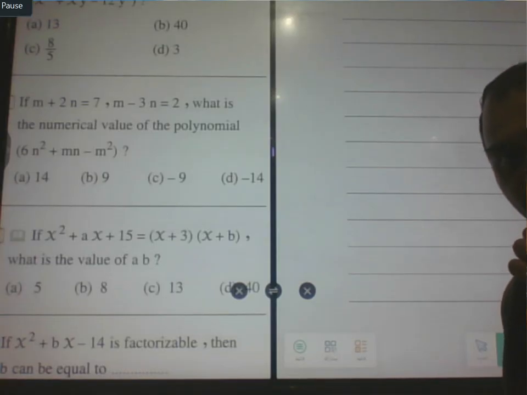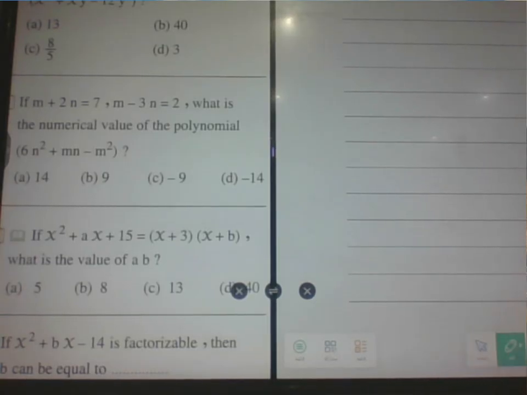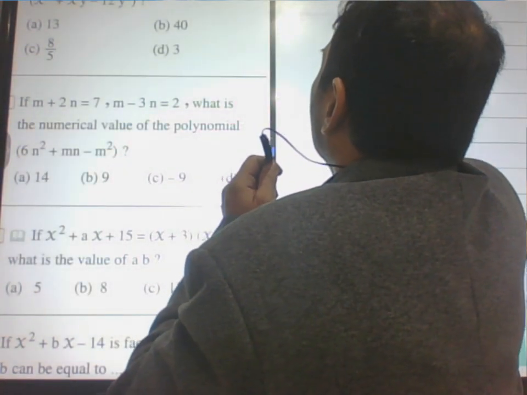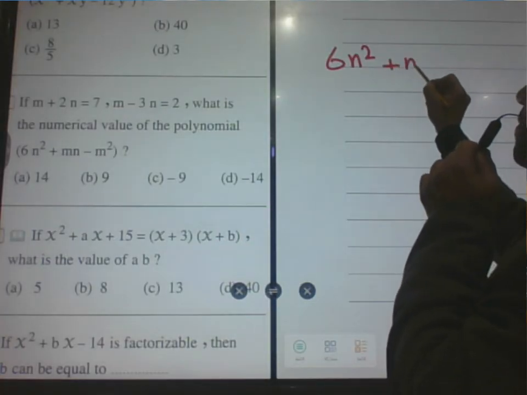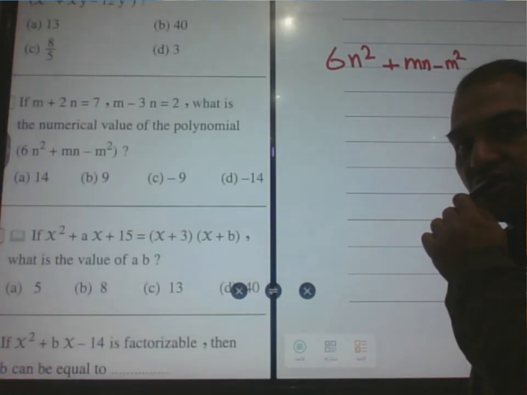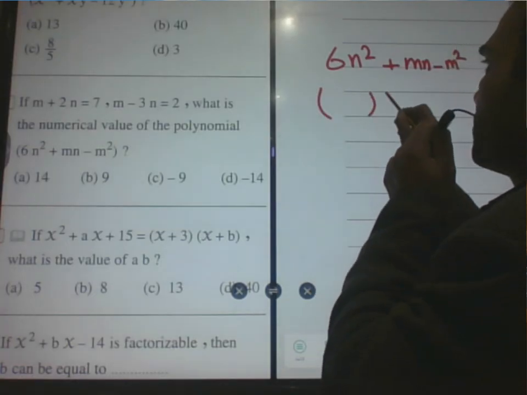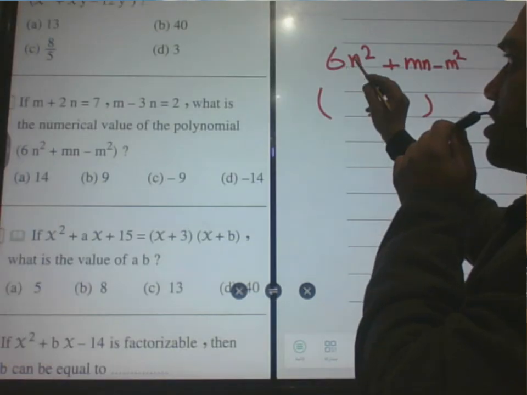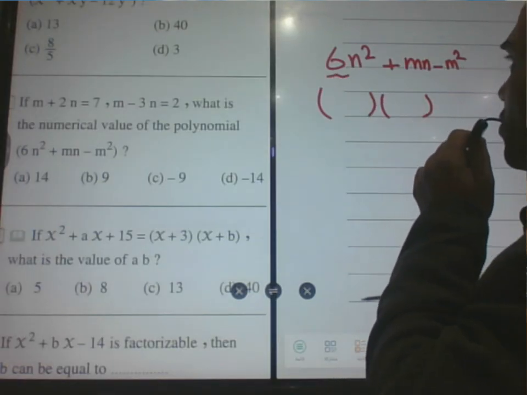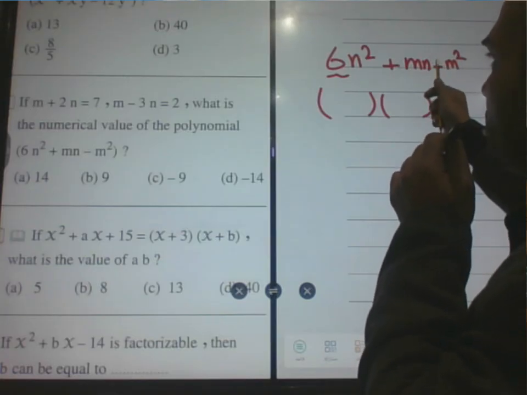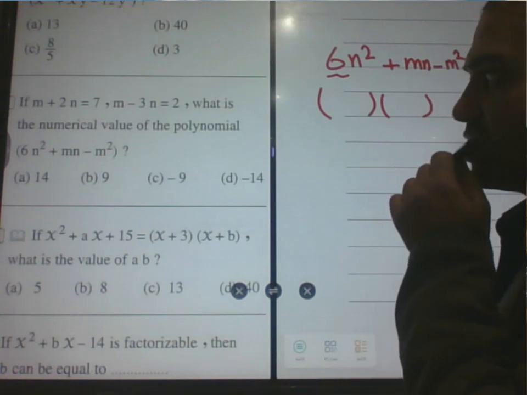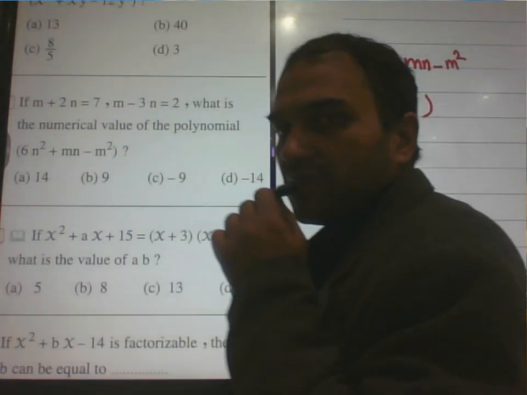Look at here. The expression was 6n power 2 plus mn subtract by m power 2. We can factorize the expression by opening two brackets, first brackets and second brackets. We want two numbers whose product equals 6. It will be what? 2 times 3 equals 6. But in this expression I want the middle to be positive, with the difference between them. We know 2 times 3 equals 6, and the difference between them will be in the middle, positive.